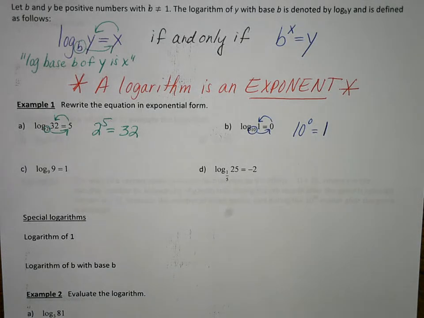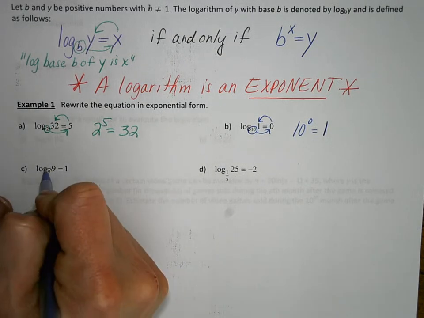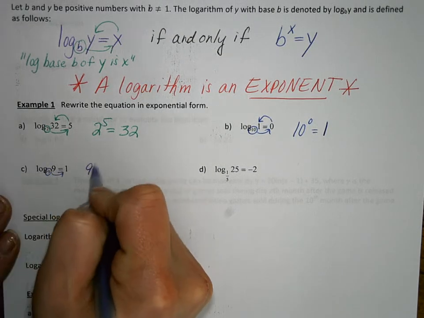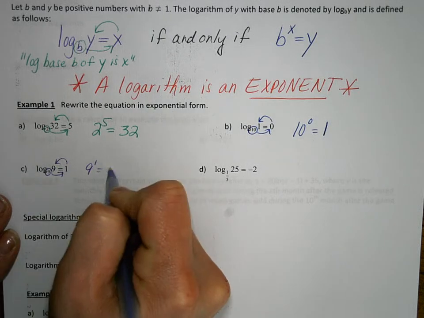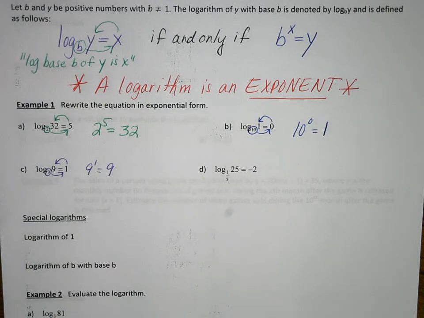All right, Tara, what does it look like for C? 9. Beautiful. My base of 9 scoops up that exponent of 1, and it's equal to what's inside, which is 9. Fantastic. What does it look like for D? Ashlyn, what does it look like for D?